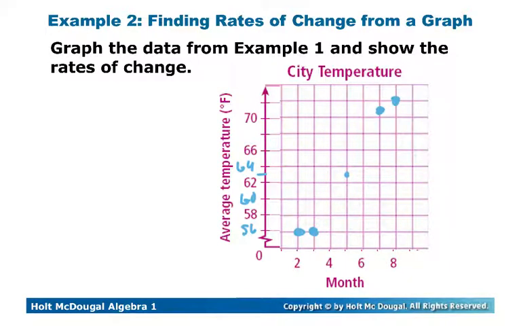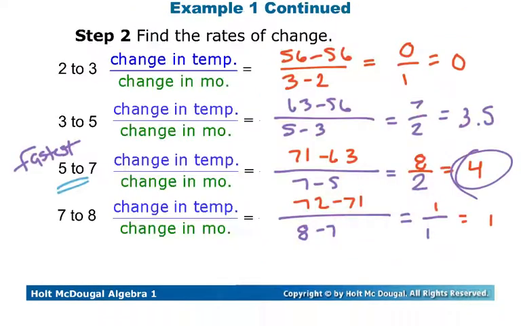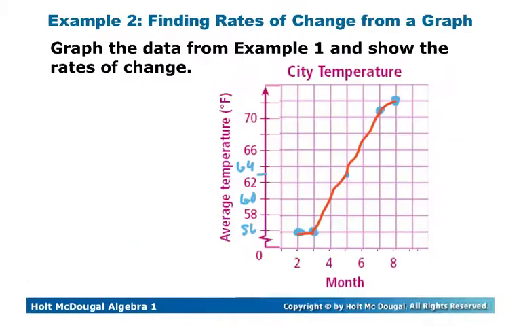And so hopefully you can see very clearly that there's no change here. There's quite a large change here, quite a large change here as well, and then here. And of course the steepest one was between 5 and 7, so this was the steepest growth.